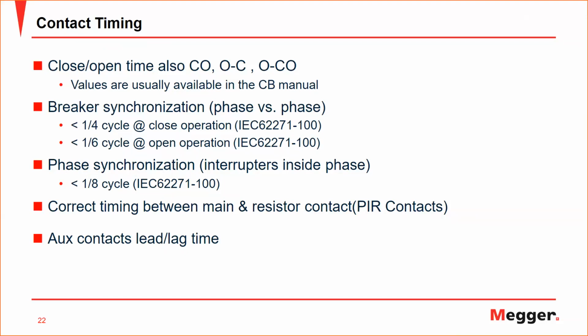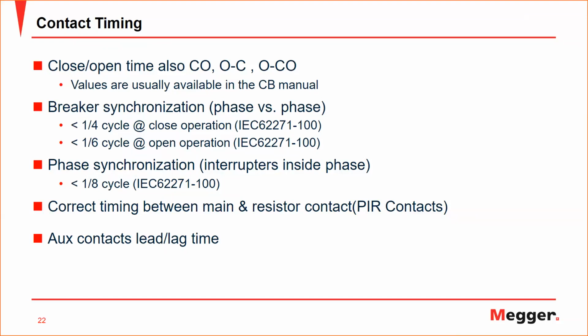And last but not least, even the auxiliary contacts in the control circuitry, which is controlled by the breaker operation. Let's say a contact, for example, called ready to close 52A, that you can get indication of the breaker being open, ready to close, or another contact 52B, closed, ready to open. You can see how much lead and lag time from the actual main contact timing.